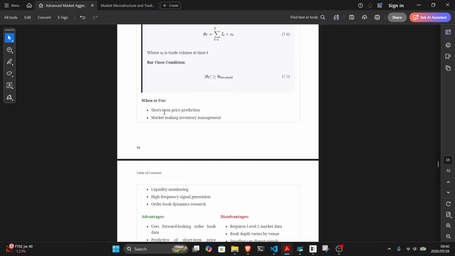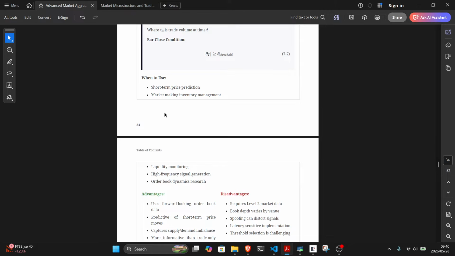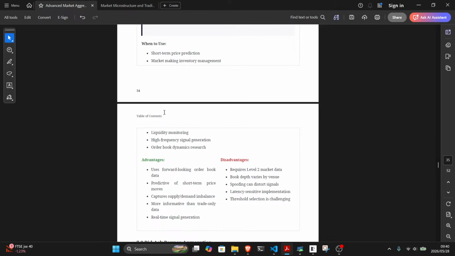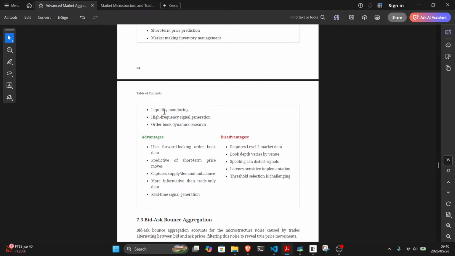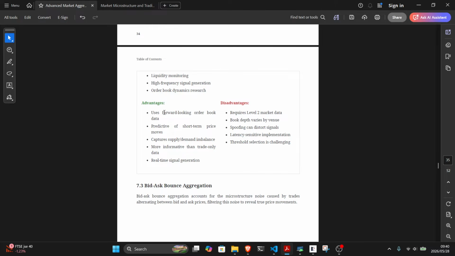When do you use this type of aggregation? Short-term price prediction, market making inventory management, liquidity monitoring, high-frequency signal generation, order book dynamics research. The advantages of this type of aggregation: uses forward-looking order book data, predictive of short-term price moves, captures supply-demand imbalance, more informative than trade-only data, real-time signal generation.